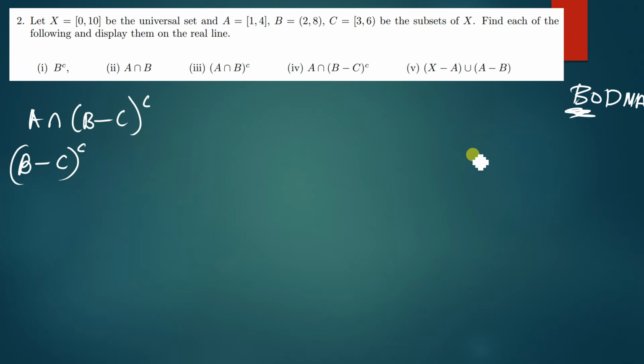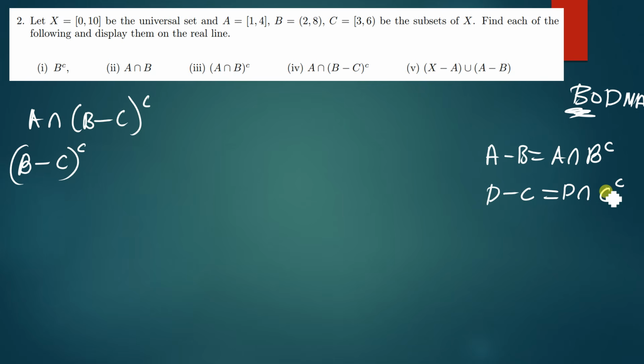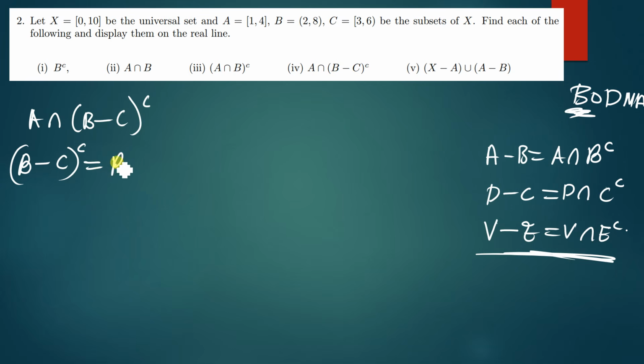But remember, if we have A minus B, this is just the same as A intersection B complement. If I have D minus C, this is just the same as D intersection C complement. If I have V minus E, this is just the same as V intersection E complement. This is what it means. So like this question here, we can write this as B intersection C complement. Then we close the brackets, then we have a complement outside there.